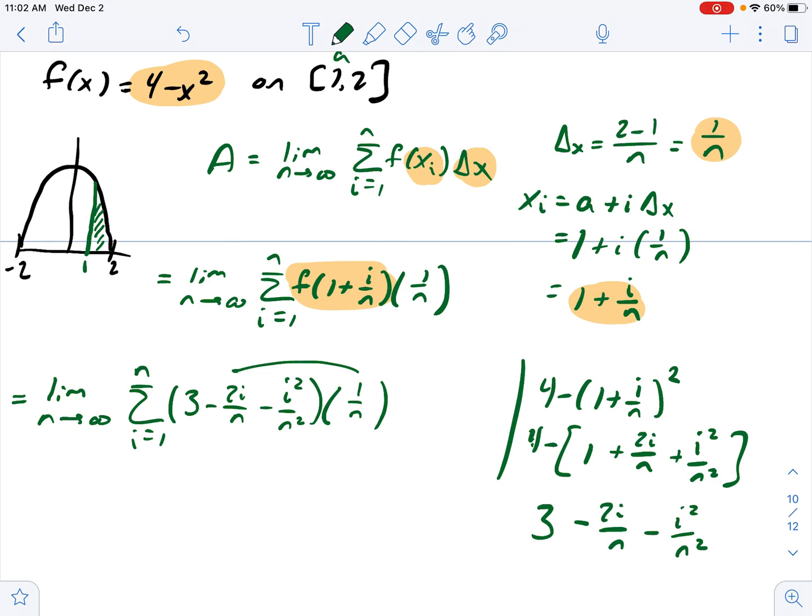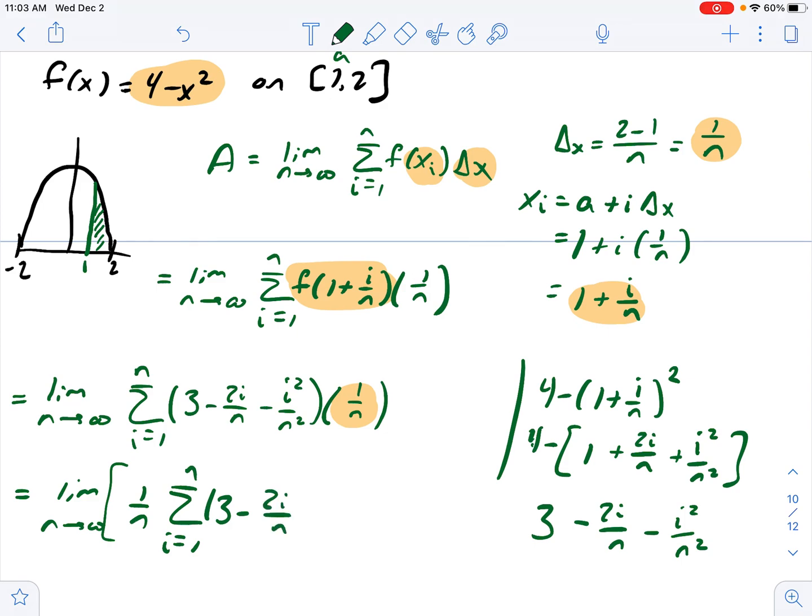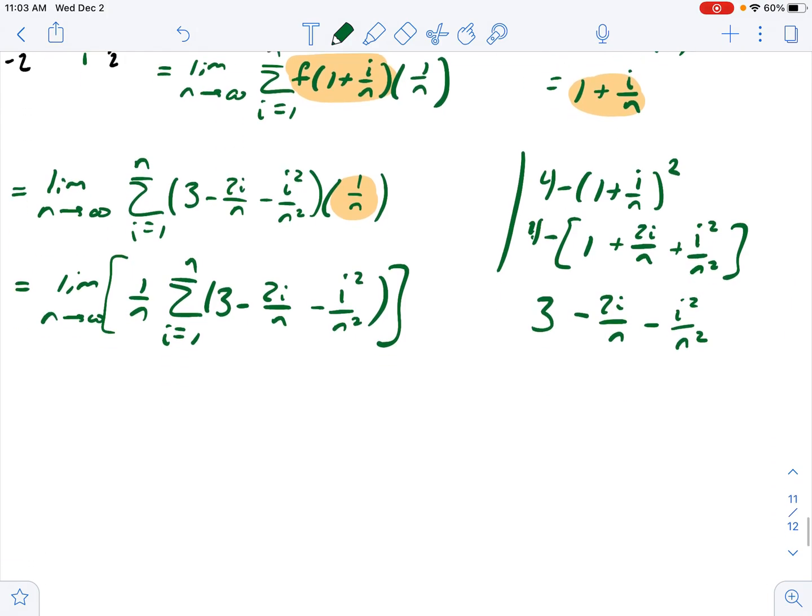Let's go ahead and distribute this through here, maybe. Let's see, yes or no? No, in fact, you know what I'm going to do? I'm going to move this guy out front. So here we go. Limit as n goes to infinity, 1 over n, summation i goes from 1 to n, 3 minus 2i over n minus i squared over n squared. And now I think what I'll do is rip this one summation into 3 summations.